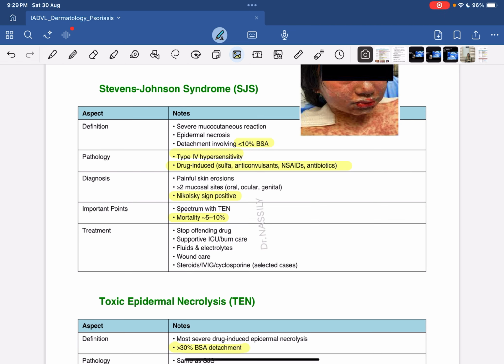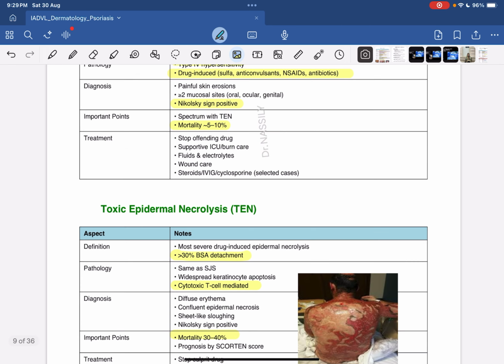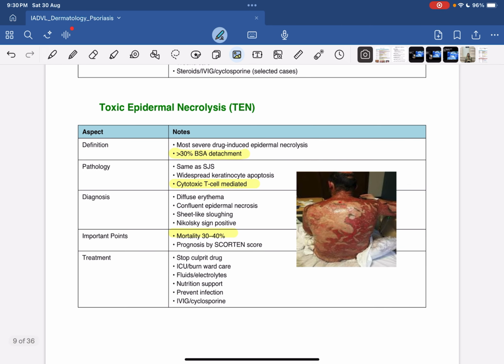The treatment is to stop the offending drug, supportive ICU or burn care, fluid and electrolytes, wound care, steroids, IVIG, and cyclosporin in selected cases. Coming to toxic epidermal necrolysis, it is the most severe drug-induced epidermal necrolysis. Greater than 30% of the body surface area will be detached.